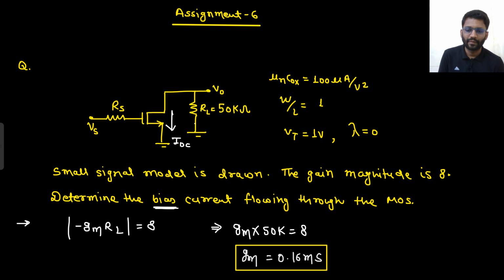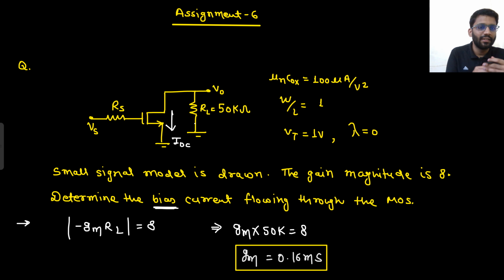This is our gm. Now you know the formula of gm. There are three formulas of gm. The first is mu n Cox W by L into (VGS minus VT). Is that of any use? No, because you need to determine the IDC value. So that is of no use.